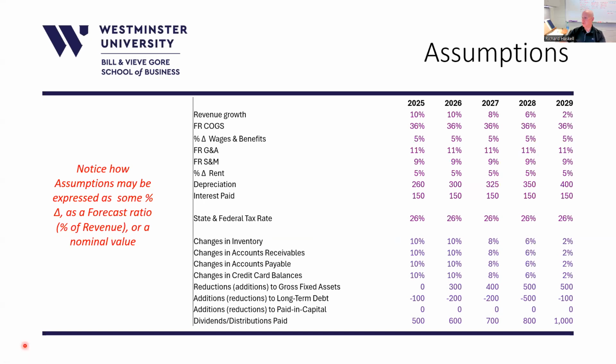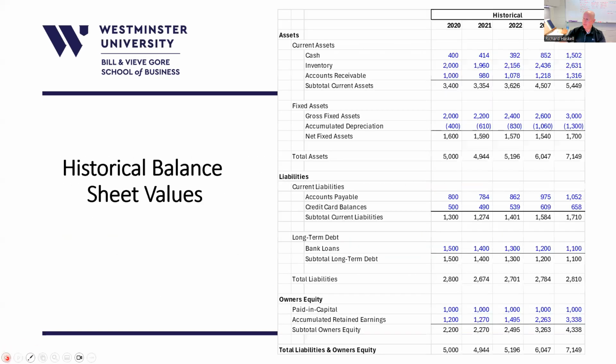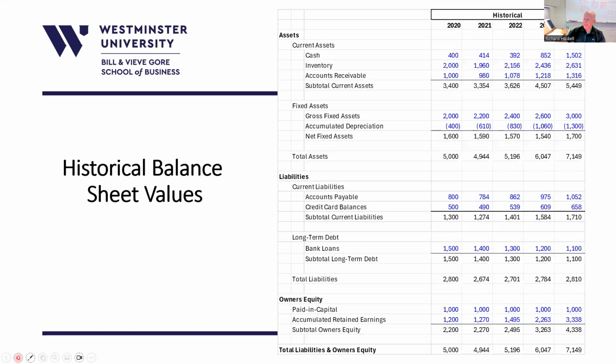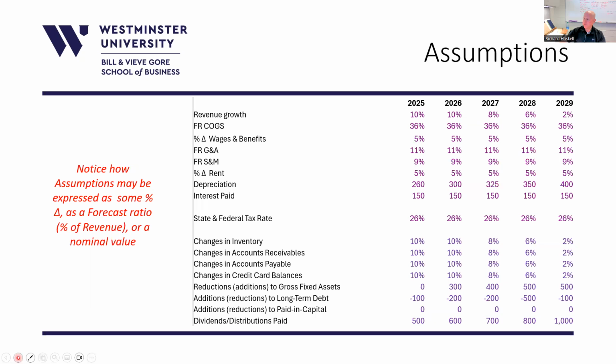Here we've gone ahead and taken a look at the line items from the balance sheet and the income statement. And just as I indicated, as we now look at all of these line items, we go ahead and put those on an assumptions table. We can put together an assumption to cover every line item. Here we have an assumption for revenue growth at 10%. So it's going to grow at the rate of 10% in 25, 10% in 26, 8% in 27, 6% in 28, and 2% in 29. That's our assumption. We're forecasting this.